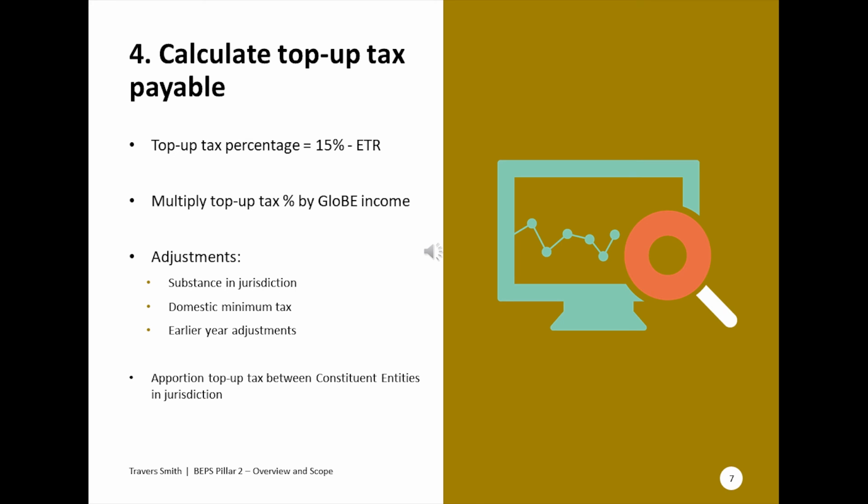You then need to apportion the top-up tax that you have just calculated between the constituent entities in the jurisdiction. And it is apportioned pro rata to the GloBE income of entities with GloBE income in the jurisdiction. So a loss-making constituent entity in the jurisdiction will not be apportioned any top-up tax.